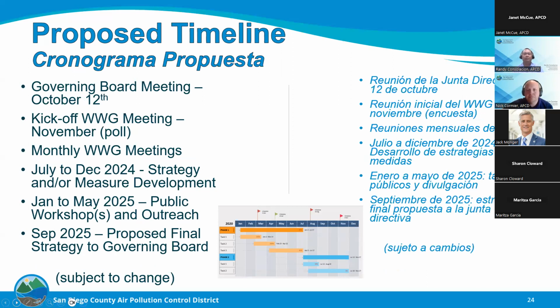The following is a summary of the proposed timeline for the warehouse indirect source emissions reduction strategy. The official kickoff WWG meeting will be held in November. A meeting poll will be discussed near the end of today's presentation. Meetings will be conducted each month, July to December 2024. Based on input obtained during these meetings, the district will develop the proposed strategy, which will include touch points with the WWG to get feedback as strategies are developed.